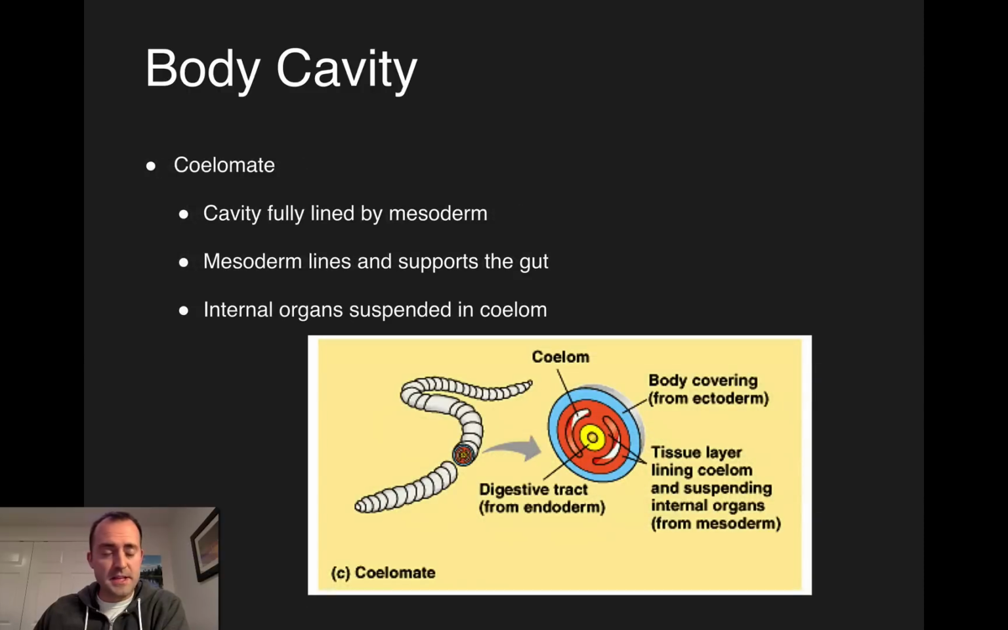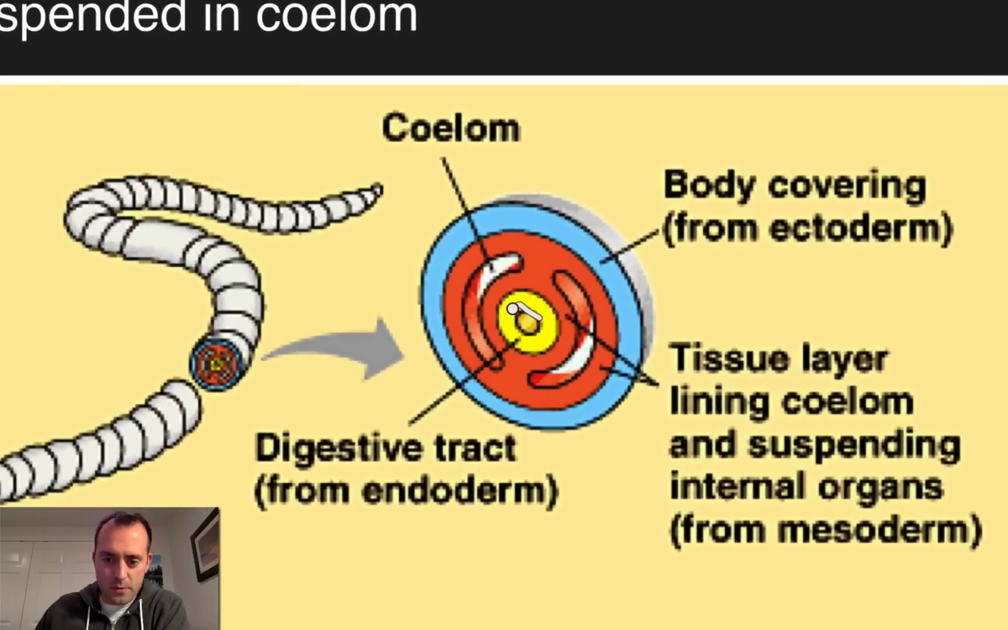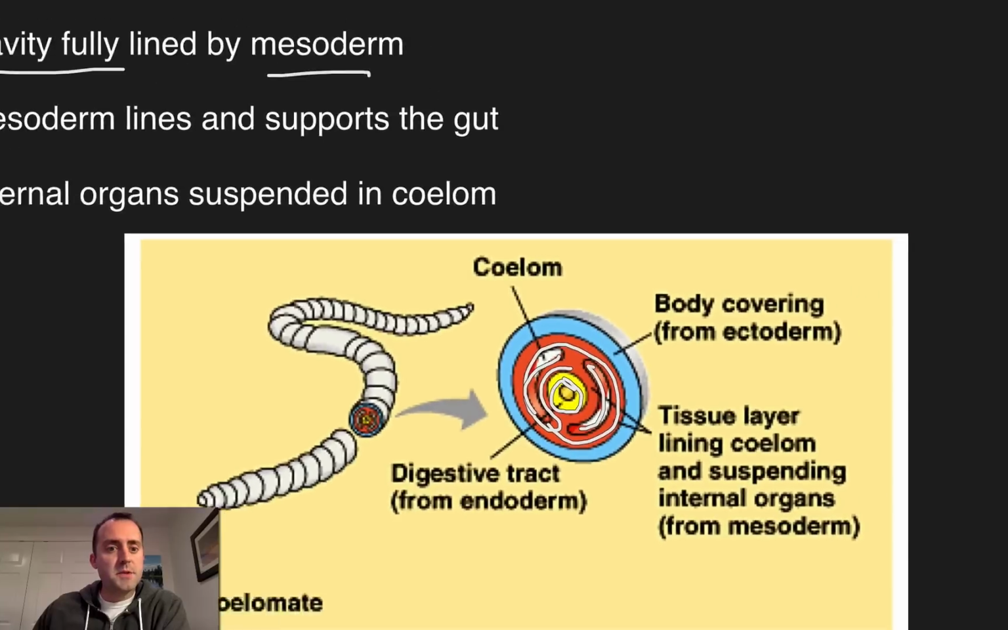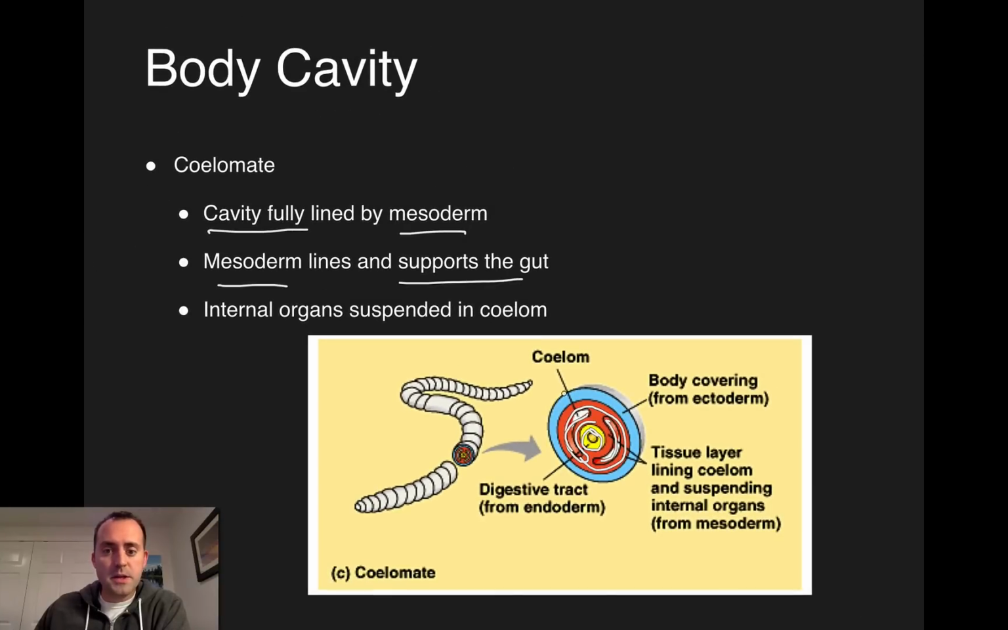And then finally we have coelomates, or again I've heard it pronounced coelomates, where you have a cavity fully lined by mesoderm. So there's our digestive tract right there, and then this is the mesoderm that fully lines the digestive tract. So you can see right here we have a cavity, and here we have a cavity too, and that would be considered our coelom. So the mesoderm lines and supports the gut, the digestive tract, and the internal organs are kind of suspended in the coelom. If you think of our body, we have two coeloms.